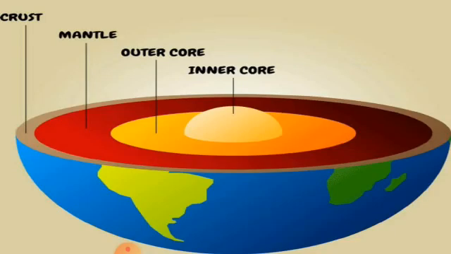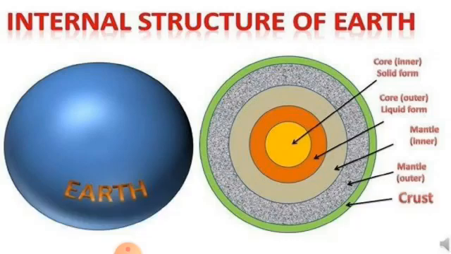The layers of the earth are crust, mantle, outer core and inner core. This picture shows the physical state of matter of the different layers of earth. Inner core, it is in the solid form. Outer core, liquid form. Outer mantle, in the solid or in the plastic form. Inner mantle, solid. And the last, crust, is also in the solid form.